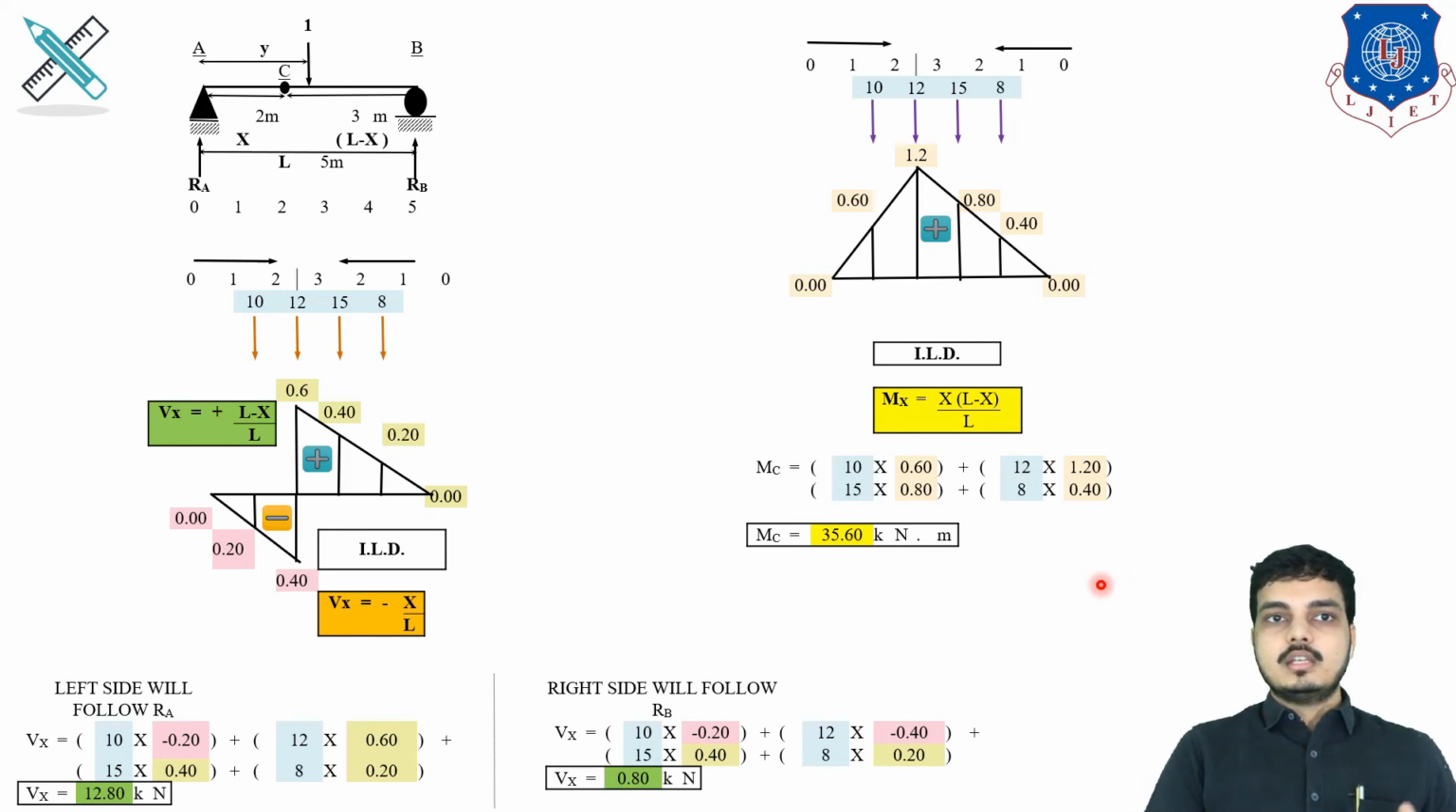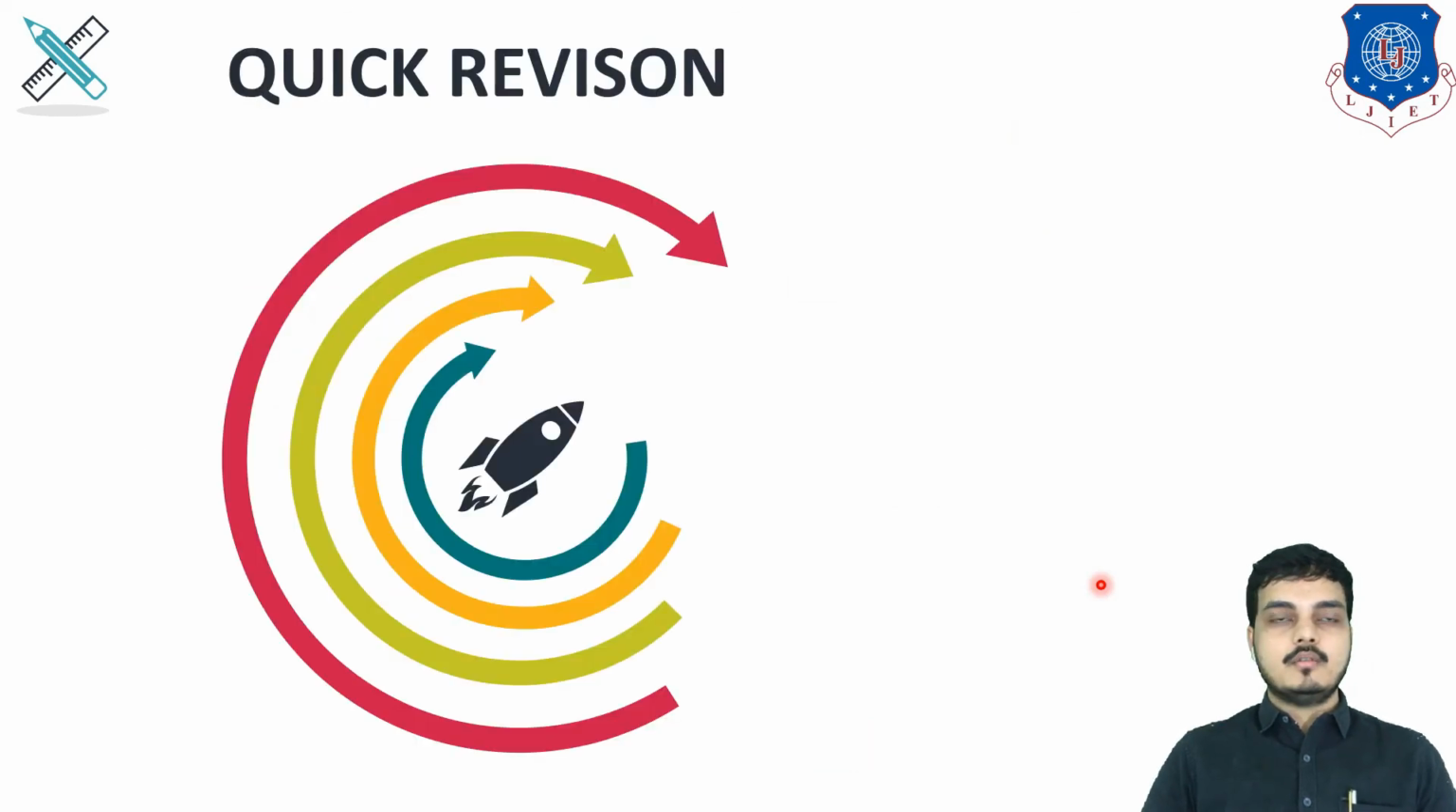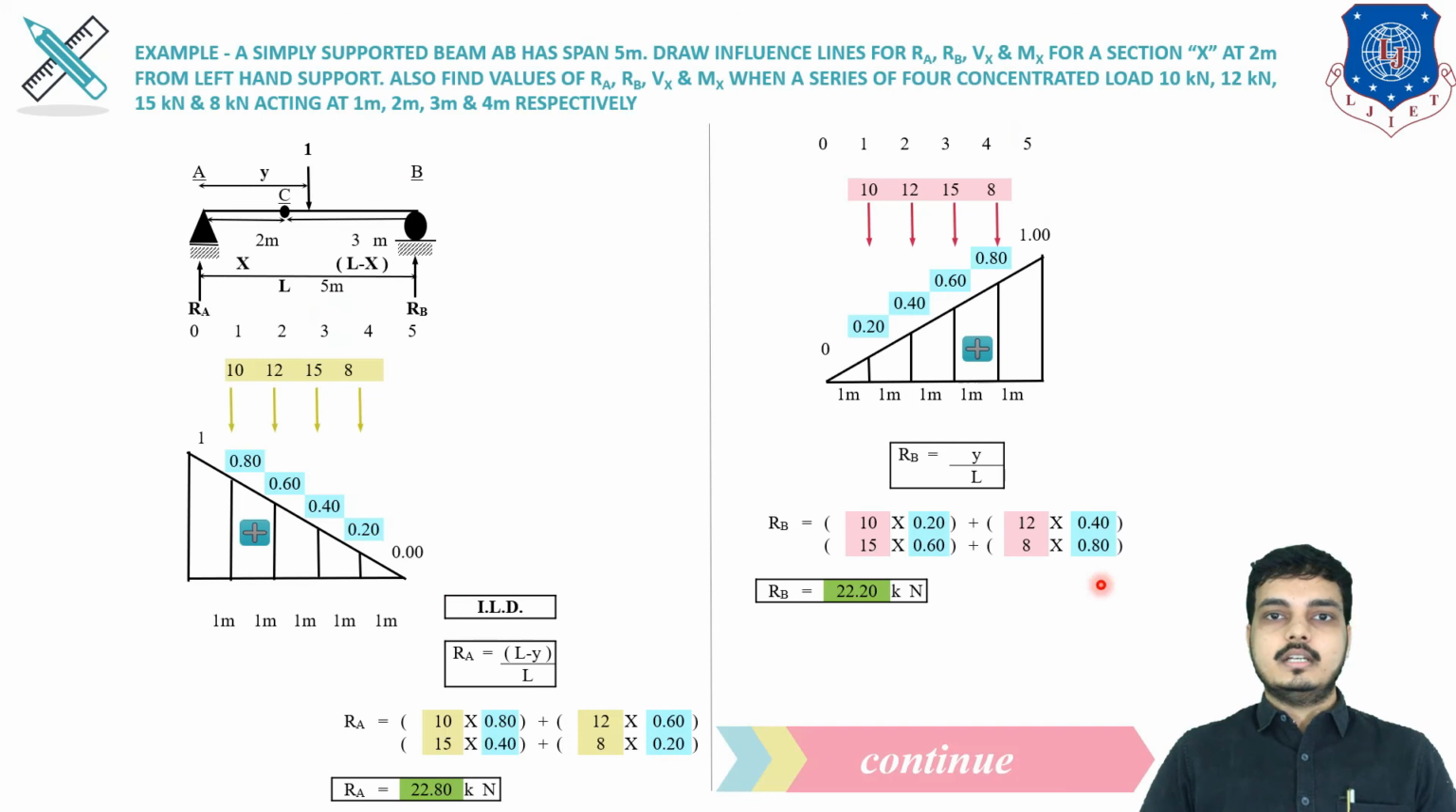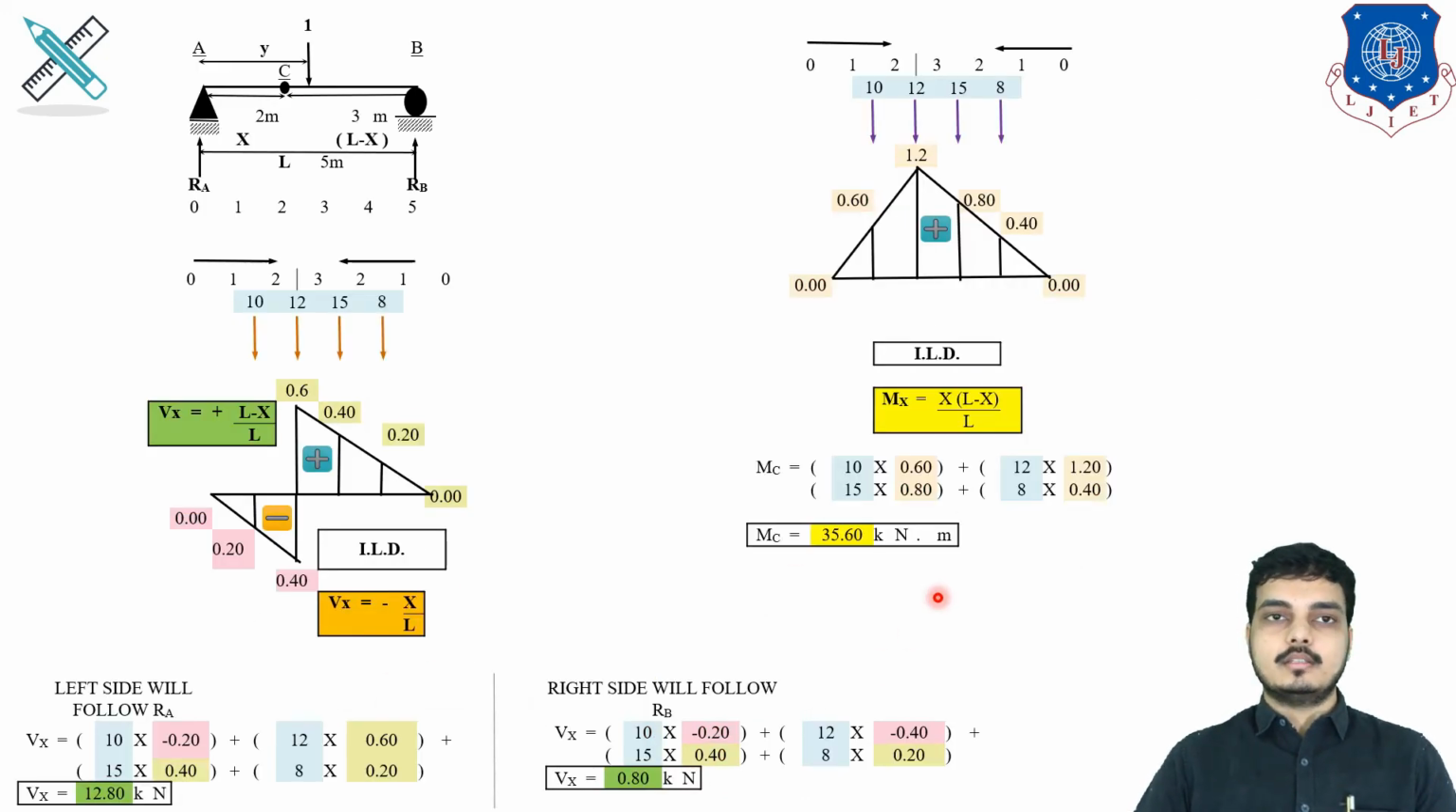So in the previous session we just found out Ra, Rb, Vx and Mx. Now in this session we have found out the Ra, Rb, Vx and Mx ILD diagrams as well as the value for a particular loading. So like this you can find out the value with the help of the formula. Let's have a quick revision. What we did: ILD for Ra, Rb, and for that particular loading as given we have to find out the Ra and Rb value. Similarly for Vx and Mx.